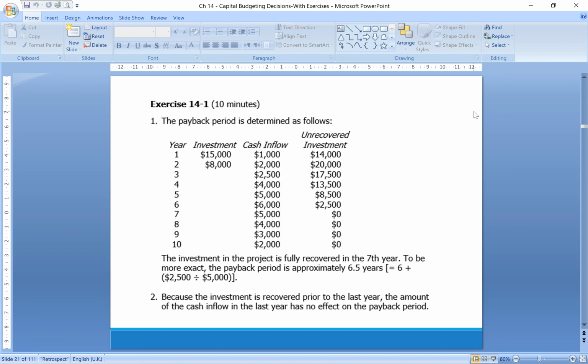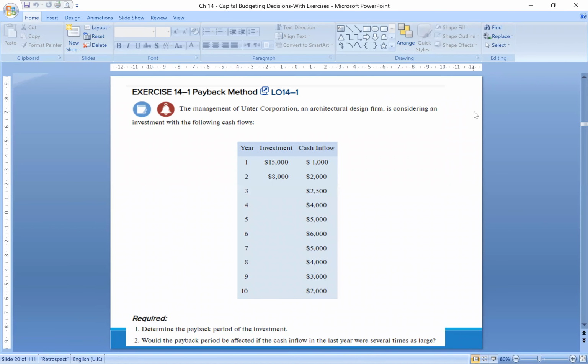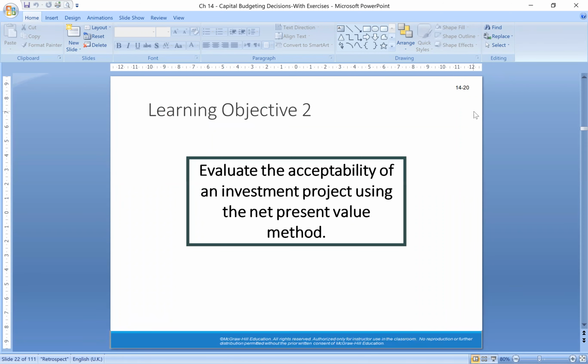Question number 2: would the payback period be affected by the cash inflows in the last years, where they are several times larger? Suppose that we do have good inflows for the last years, from 7 up to 10. It will not be affected, and this is the disadvantage of the payback period.